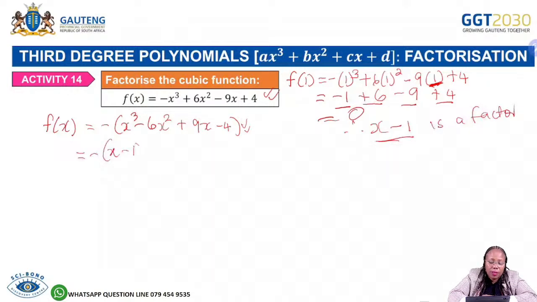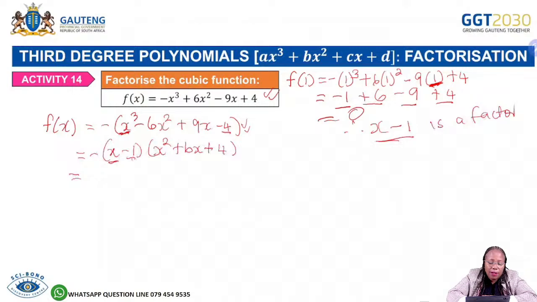X minus 1. And then you do still remember the method. We take x cubed divided by x, that is x squared. And then middle term bx, we'll be looking at that. And then minus 4 divided by minus 1, it's a positive 4.